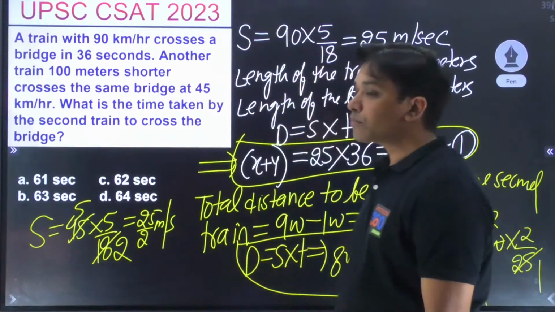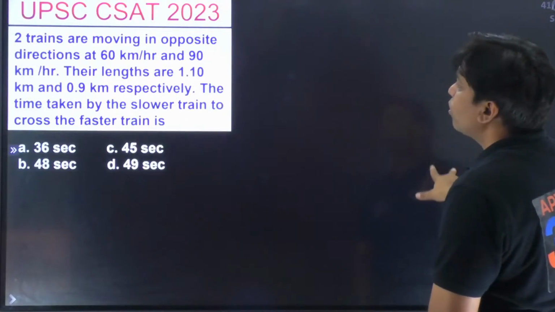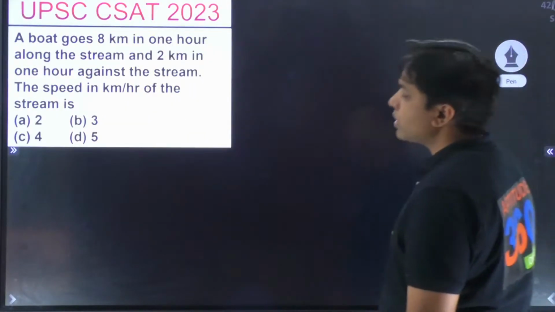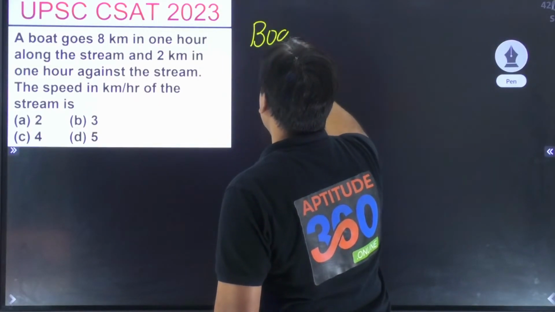Is that okay? Now, since you understand this thing, I would like you to go ahead and try to simplify boat and stream problems. So what is the theory that we use in boat and stream?